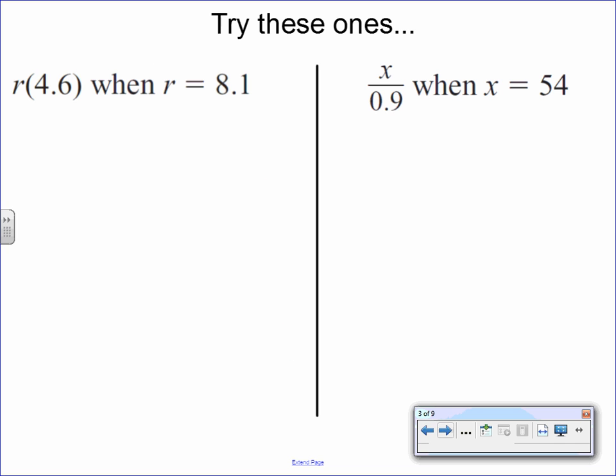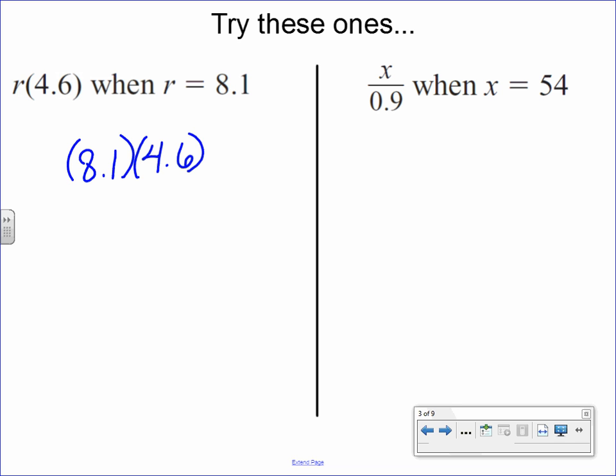Okay. So let's try these ones. When you see a parentheses next to something with no other symbol, so no addition or subtraction, what are we doing? You're multiplying, right? So this first problem is really we're multiplying r times 4.6, and what is r equal to? 8.1. Now you can do this in 3 separate steps if you want, first line, second line, third line, or hopefully you can do this kind of in one step. You can make your parentheses where your variable is located, so that's going to replace my r. I'm going to keep the 4.6, and my r is equal to 8.1. So we're just going to put 8.1 in its place.